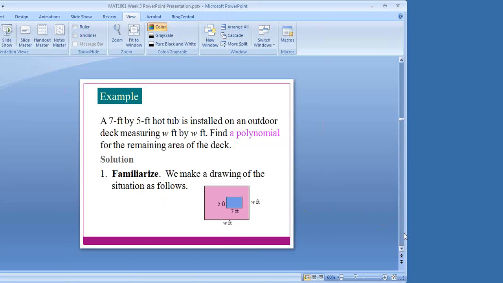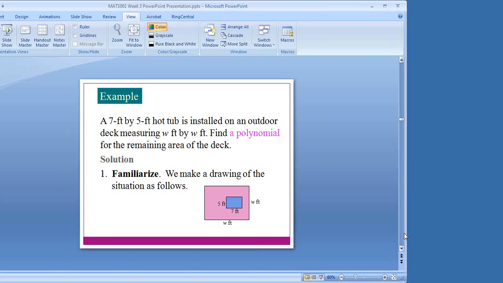All right, now let's look at a word problem. Let's say you have a 7-foot by 5-foot hot tub and it's installed in an outdoor deck that measures W by W. All right, so why W by W? Because we're going to be able to use this computation for more than one situation. All right, so find a polynomial for the remaining area of the deck. So if you're a manager at Home Depot, you're going to figure this out for somebody. It is really important that you can kind of visualize this.